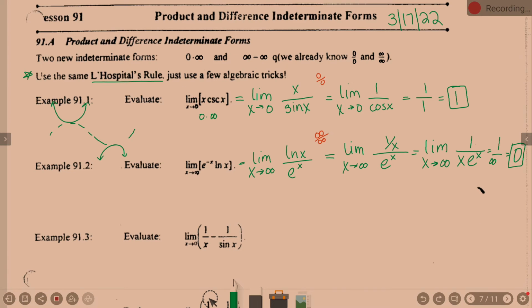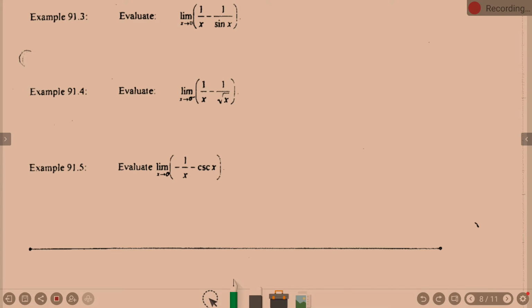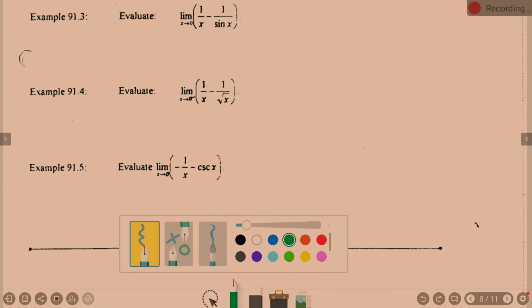Okay. Do you guys have what you need here? I do have example 3 on the next page, which is what I was double checking. Didn't think there was much room to work here. Example 3. We're evaluating the limit as x approaches 0 of 1 over x minus 1 over sine x.